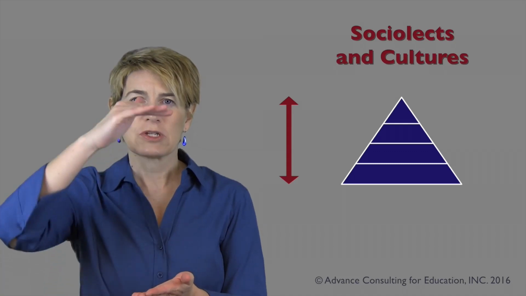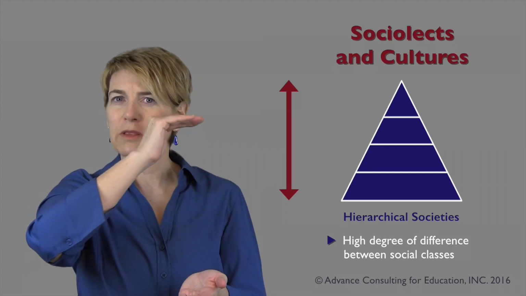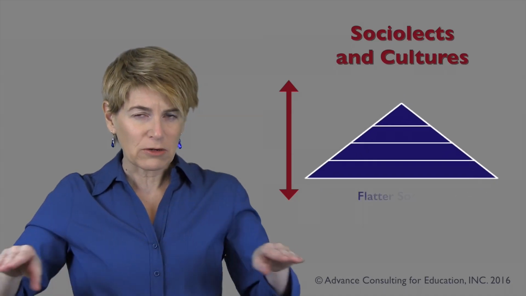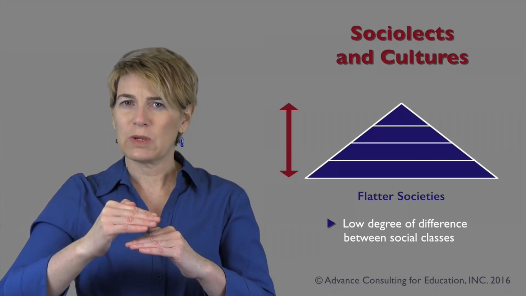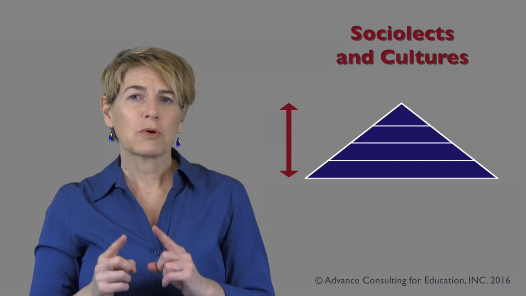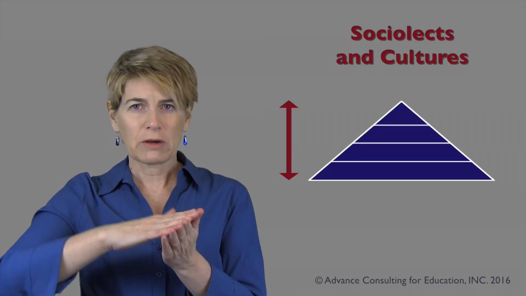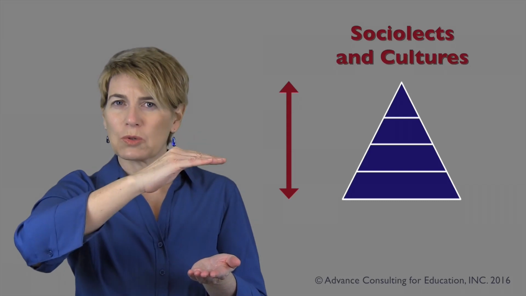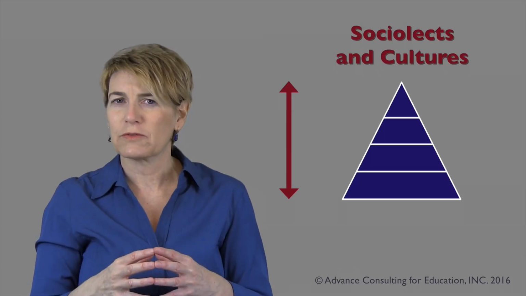If a culture is very stratified or very hierarchical, it has a lot of difference between people in the very high classes and people in the lower classes. If a society is flatter, then there's less of a difference in terms of power and prestige and everything between people in the higher social classes and people in the lower social classes. This is a really important concept to remember because when it comes to sociolects, cultures that are very hierarchical and have a lot of distance between people in the higher social classes and the lower social classes, that's where we really see the power that goes with different sociolects.